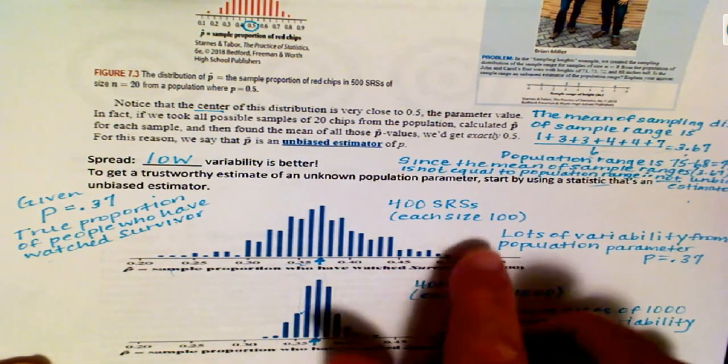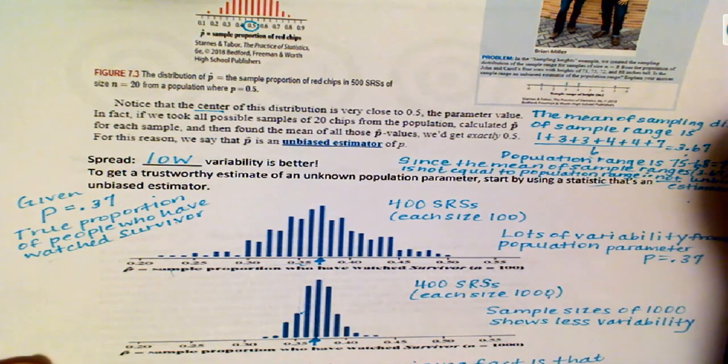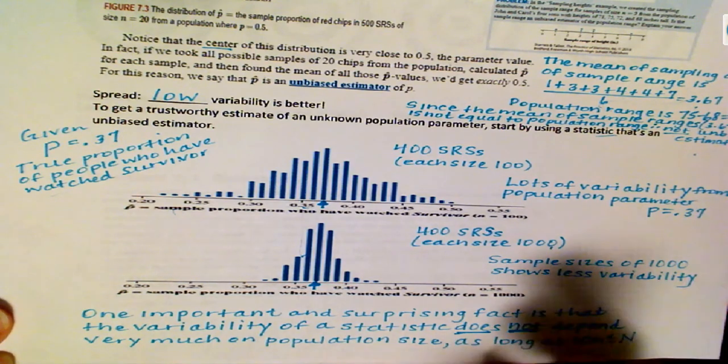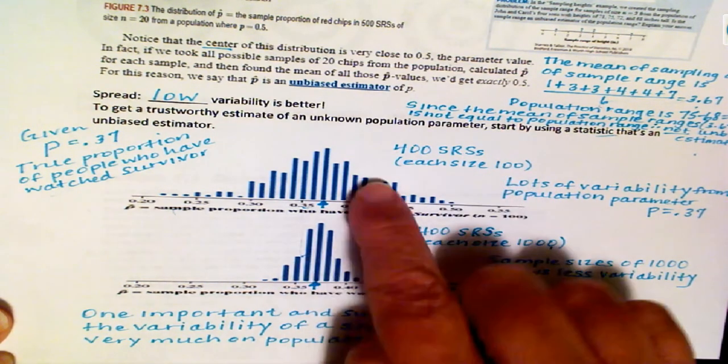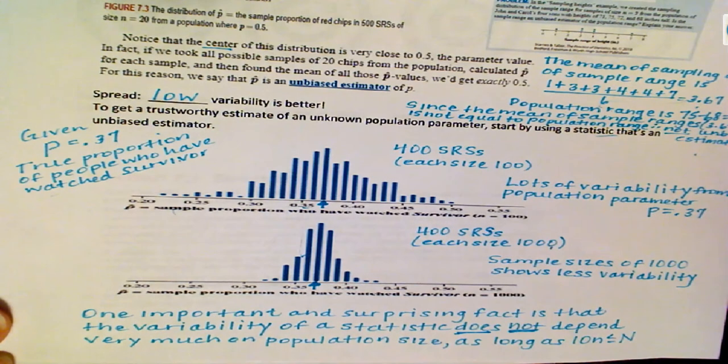So I think this kind of shows you that the bigger the sample size, the less variability you're going to have. One important and surprising fact is that the variability of a statistic does not depend very much on the population size. So it seems to be true, just by looking at this, that the sample size has more to do with the variability than the population size.